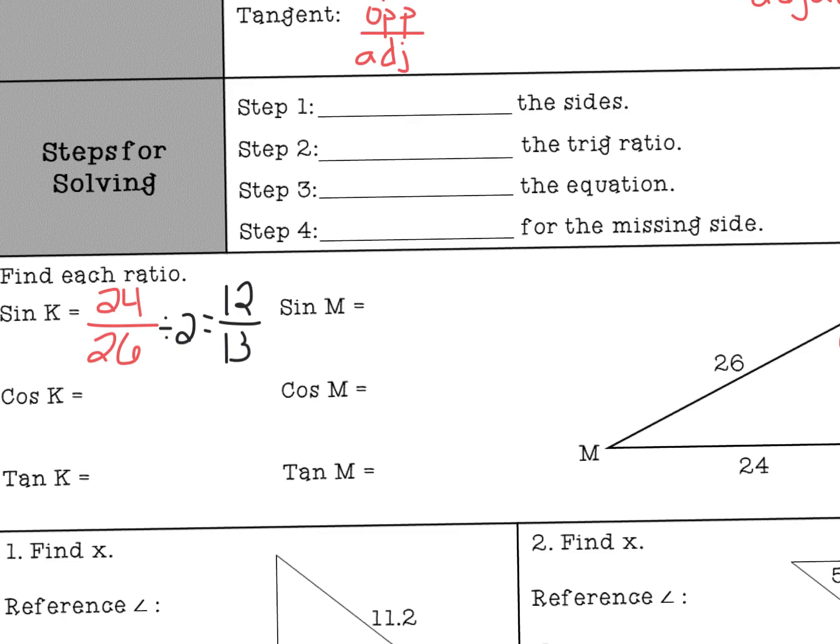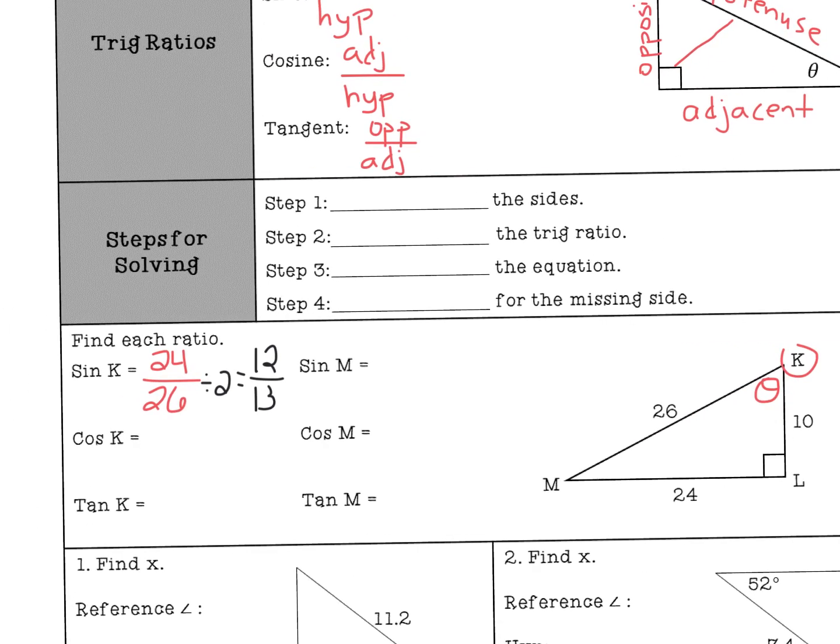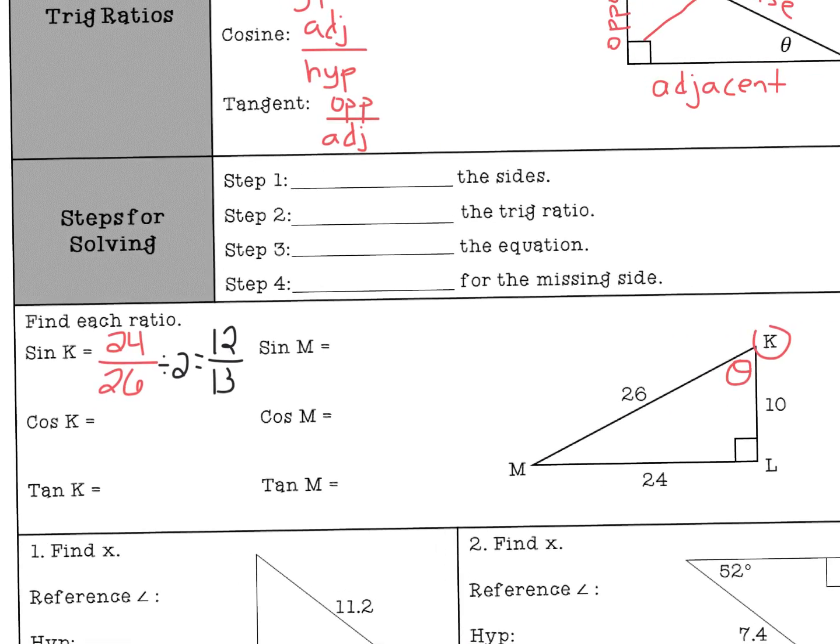What's the next one? Cosine. What's the ratio for cosine? Adjacent over hypotenuse. So for K, what's adjacent to K? 10. So 10 is adjacent. And then hypotenuse is what? Is the hypotenuse ever going to change? No. What do we do next? Reduce. Divide by 2. We got 5 over 13. Yep.